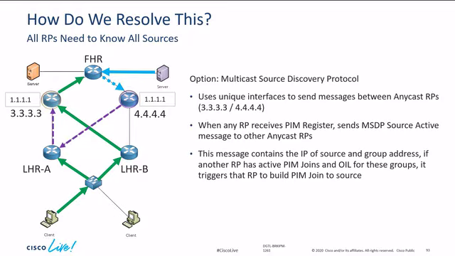Now, the message, of course, contains the IP of the source and the group address. So it's the same information that would come in a normal PIM register. And that's important when it comes time to deliver. Because if that RP has an active PIM join and an outgoing interface list has been built for those groups, that is what's going to trigger that rendezvous point to send its own PIM join towards the source and get the traffic running as it always has.